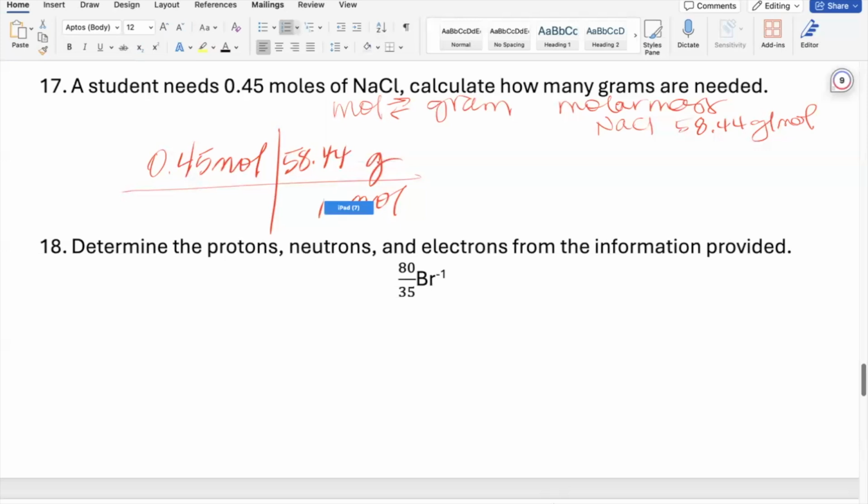All right. So now it's just a matter of multiplying 0.45 times 58.44. So 26 point, we're going to round, 0.3 grams. Questions?